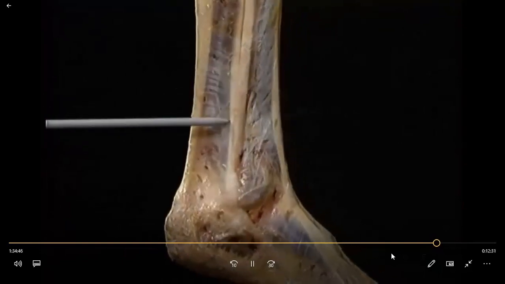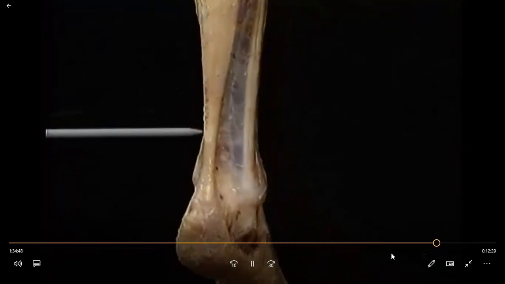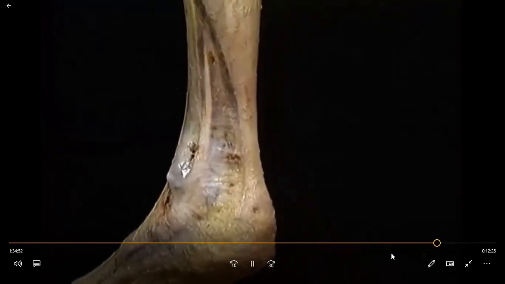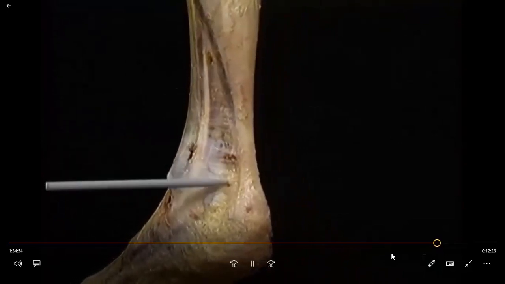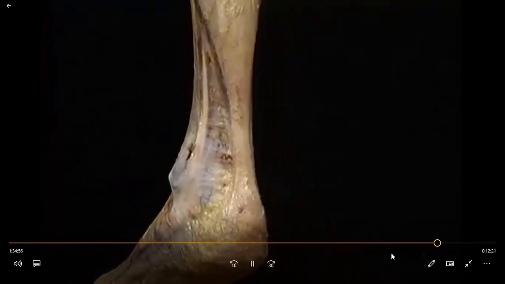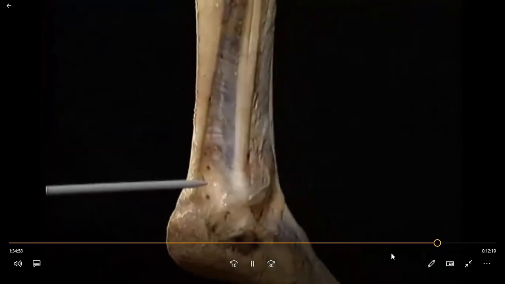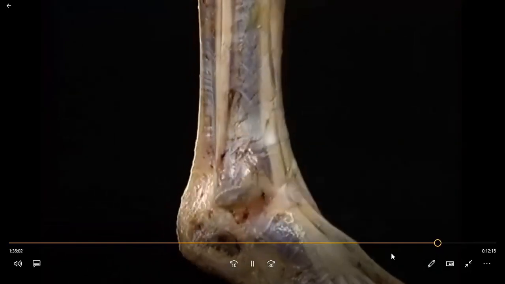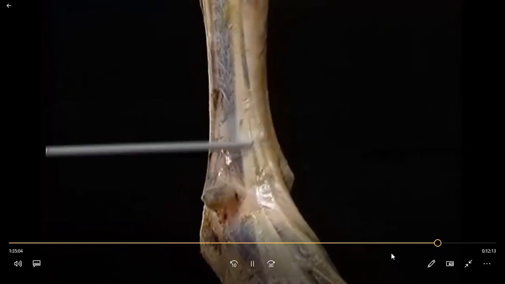The investing deep fascia wraps around the back of the calcaneal tendon like a sling. Distally, the investing deep fascia is continuous with the superficial part of the flexor retinaculum, with the peroneal retinaculum, and with the two parts of the extensor retinaculum.